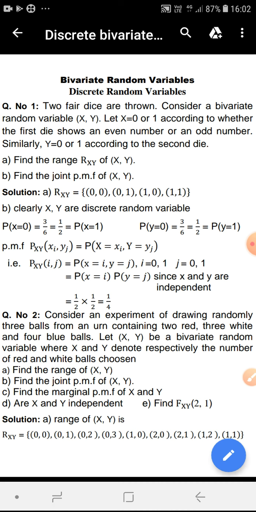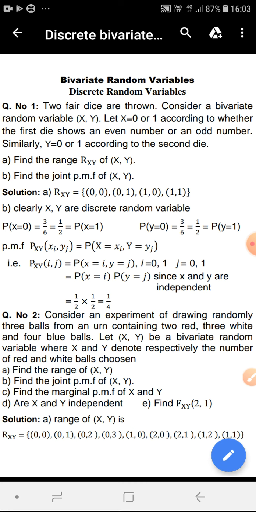The question is: find the range R_XY of (X, Y). Find the joint probability mass function of the discrete random variable (X, Y). So the range space R_XY will be equal to... Possible X values are 0 and 1. Possible Y values are 0 and 1.